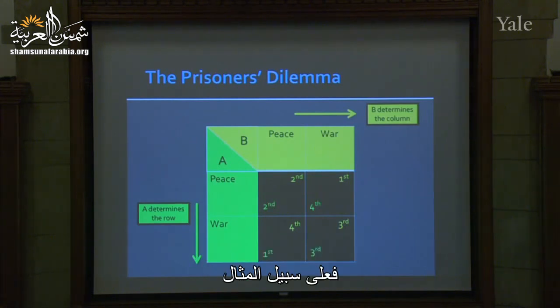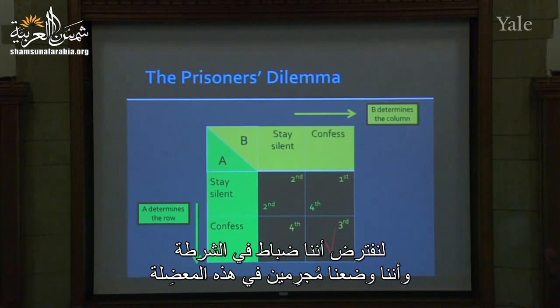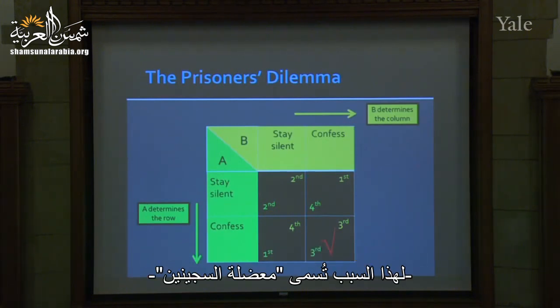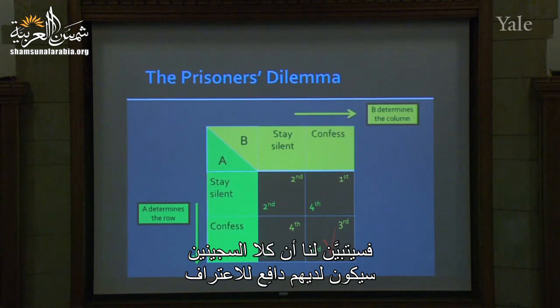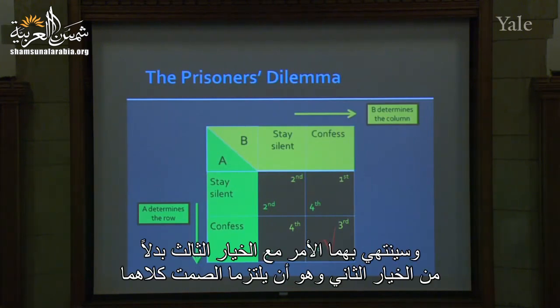So, for example, if we're police officers, and we put criminals in a dilemma, this is why it's called the prisoner's dilemma, where we incentivize unilateral confession over staying silent, it will turn out that both prisoners will be motivated to confess, ending up with their third choice rather than what would have been their second, both staying silent.